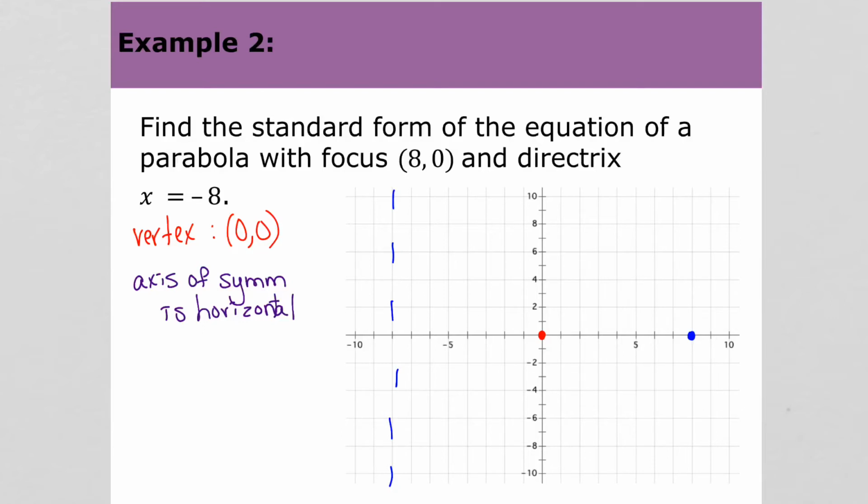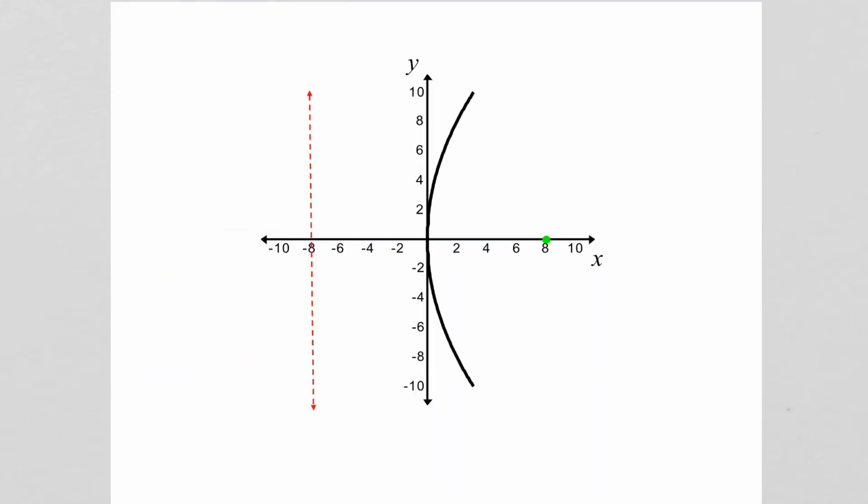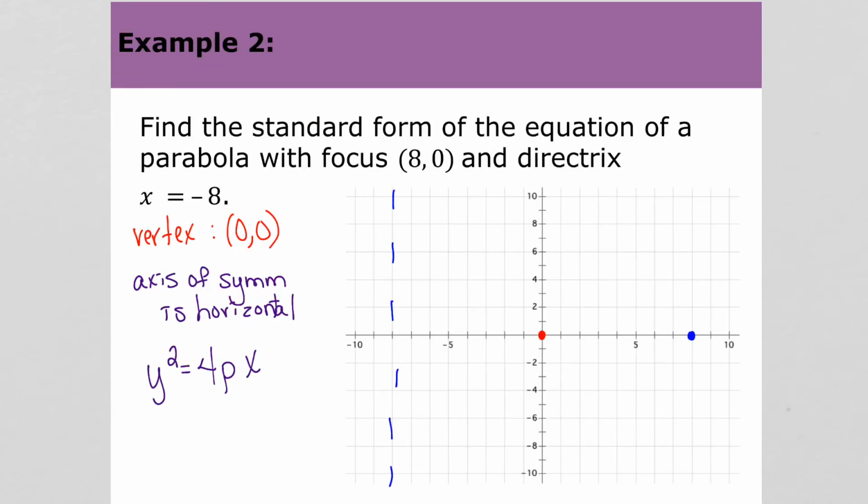Okay, so that means if our axis of symmetry is horizontal, then we're using the equation y squared equals 4px. Well, we need to find p. p is the distance from the center to either our focus or our directrix. So this distance would be 8. So we can plug in 8 for p. And so the equation of our parabola must be y squared equals 32x.